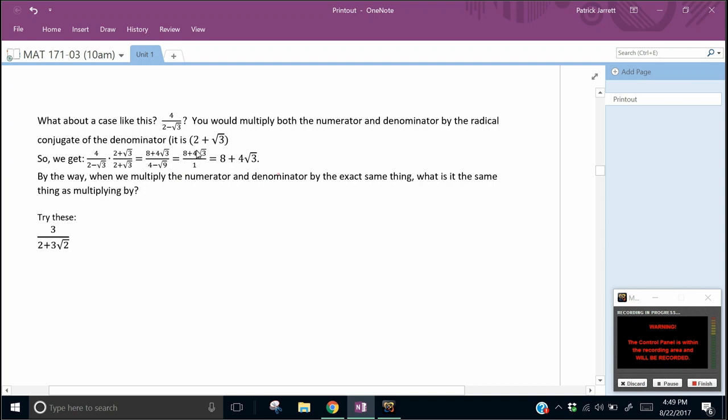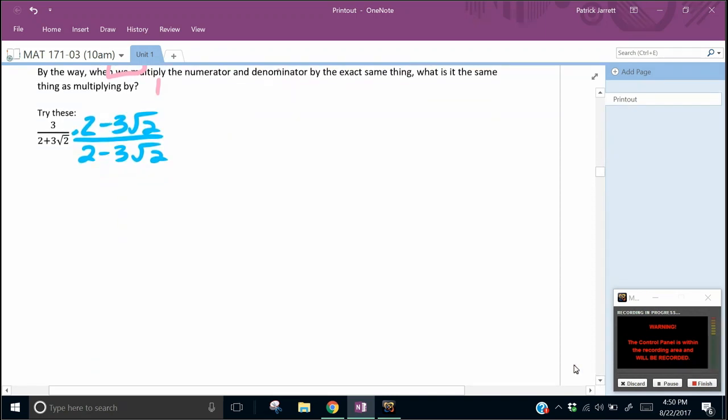Now, when we multiply the numerator and denominator by the same thing, we're multiplying by 1, because this would effectively multiply by 1. So, you're going to multiply the numerator and denominator of this by 2 minus 3 root 2. So, multiply the numerator and the denominator by 2 minus 3 root 2. So, what I'm going to do here is I'm actually going to write this out in FOIL method here. Now, for the top one, it's just going to be 6 minus 9 root 2.